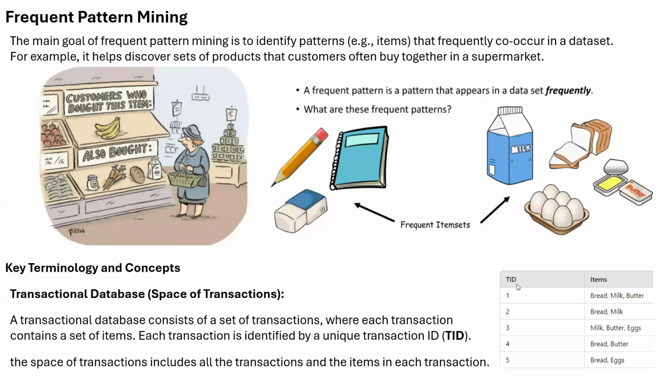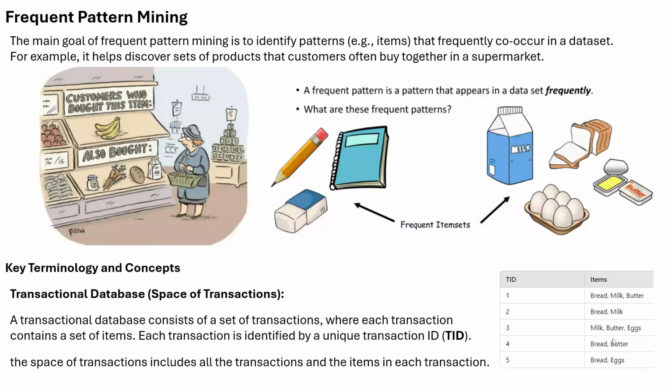So the transactional database actually looks like this. This is called a space of transactions. All the transactions is called a space of transactions. So a transaction database typically looks like this. It has a transaction ID and the items brought together.